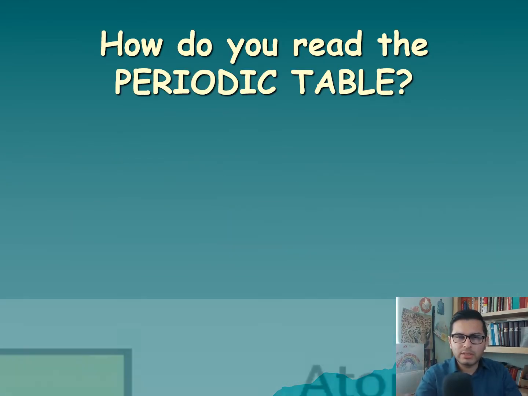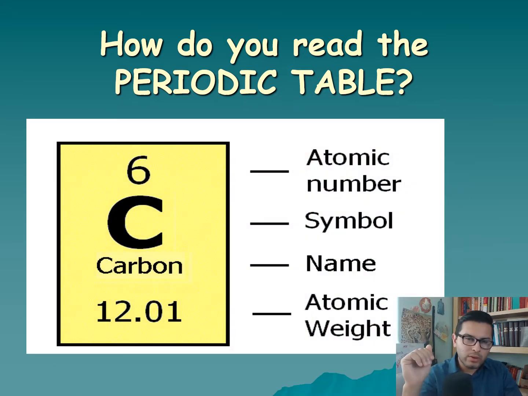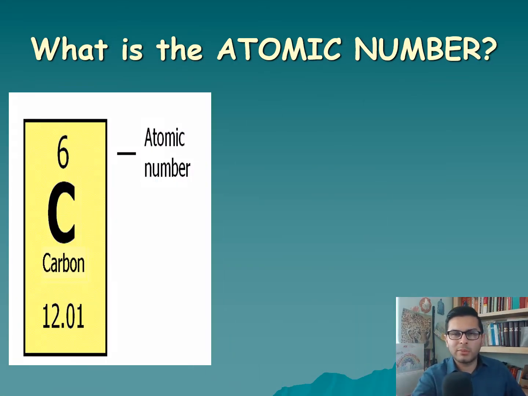How do we read a tile on the periodic table? Well, if we look at it, we have 4 bits of information that we can glean from. The top is the atomic number. This is the order that the elements are actually on the table. Afterwards, we have the symbol, which is what we usually see in chemical formulas. The name is the way that we pronounce it, and then we have the atomic weight. Each one of these things we'll actually get into and talk a little bit more in depth in the next few slides.